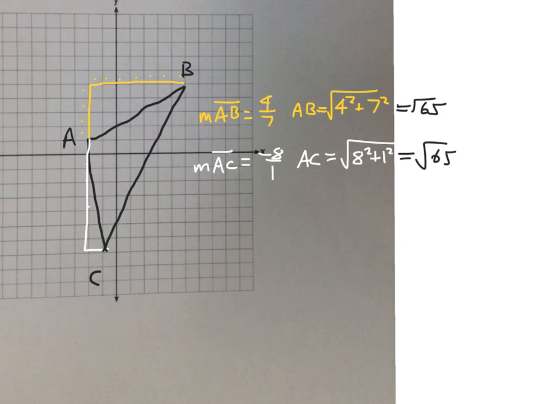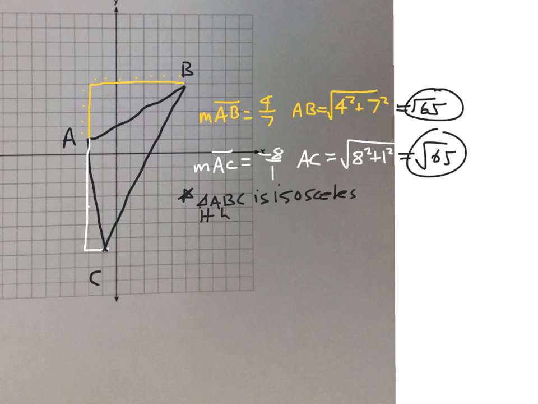So I have to finish up these calculations with a sentence explaining what I've just shown. Triangle ABC is isosceles because it has two equal sides. And you could even go on and say that AB is the same as AC.